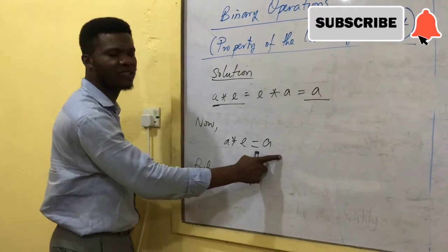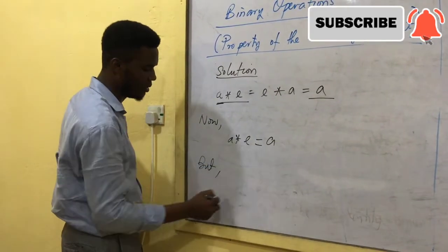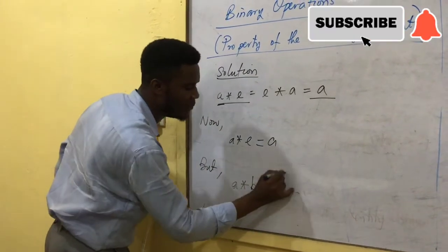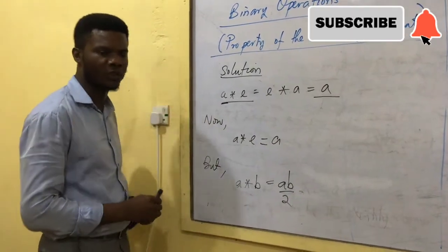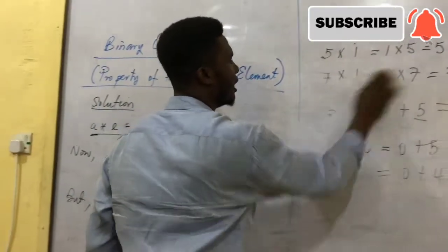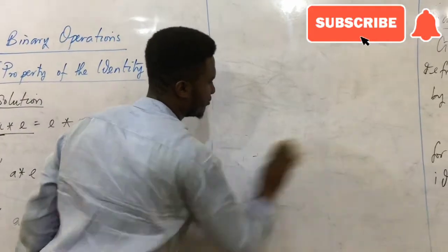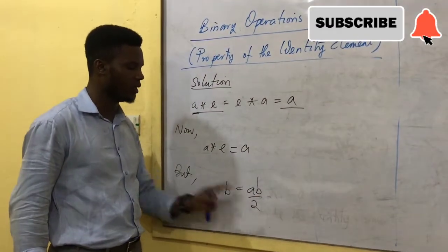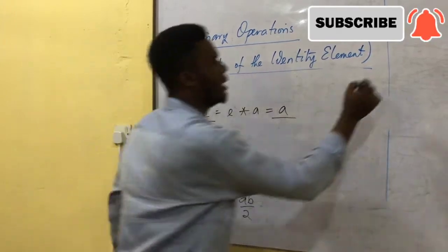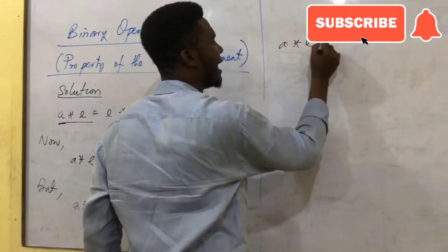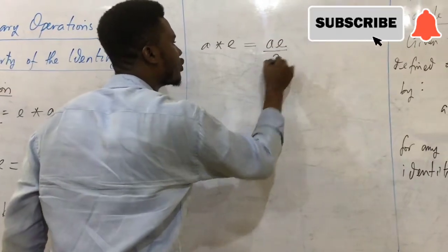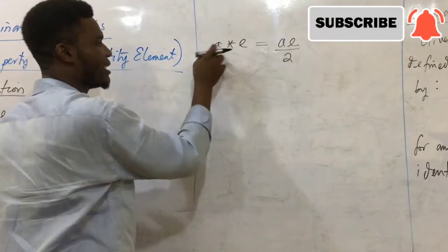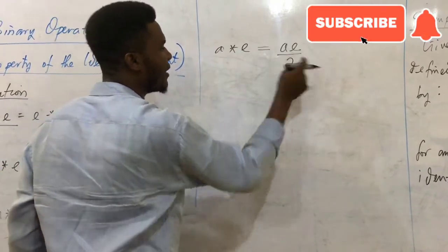So we know from the property of the identity element that A * E is equal to A, but A * B, we have been told, is AB over 2. So what does that mean? Now let's bring our result over here. If A * B is equal to AB over 2, then we can infer that A * E must be AE over 2. The first asterisk the second is the first multiplied by the second divided by 2. So A * E must be equal to A times E divided by 2.